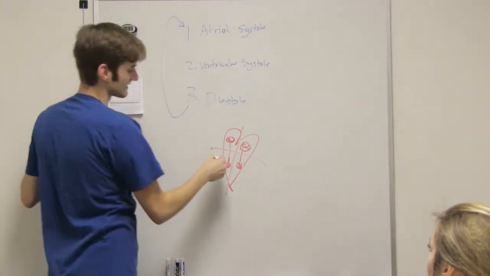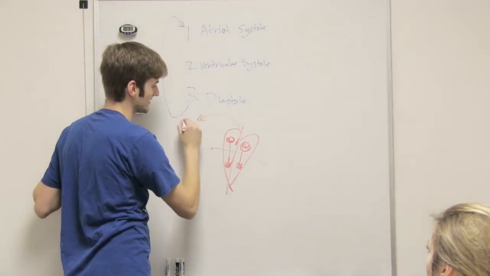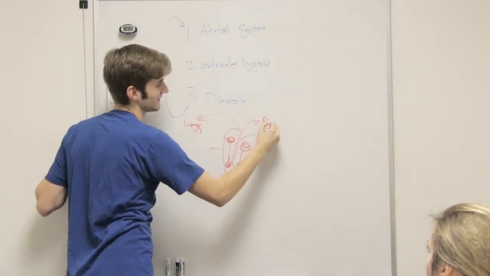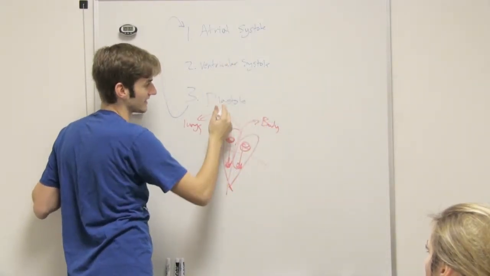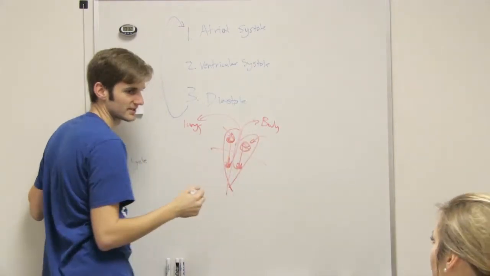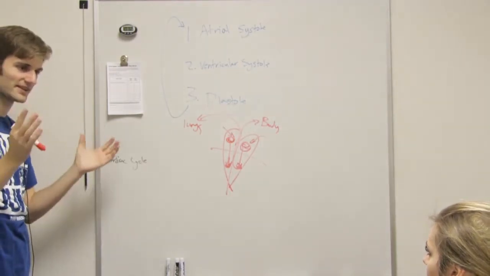Second step is the ventricles contract. And this side goes out to the lungs. This side's going out to the body. But they both contract when blood goes out. And then they rest. And when they rest, blood can just leak back into the atriums. Okay. So it goes contract, contract, relax.